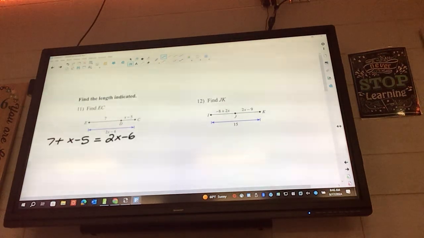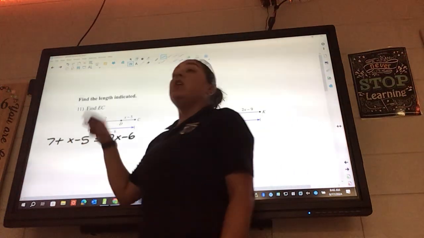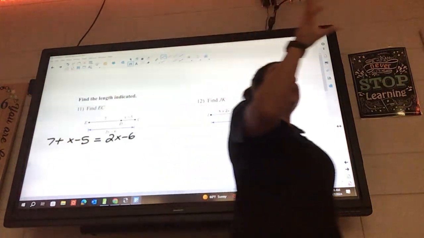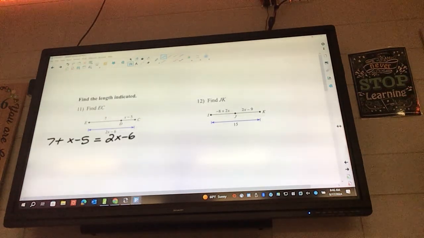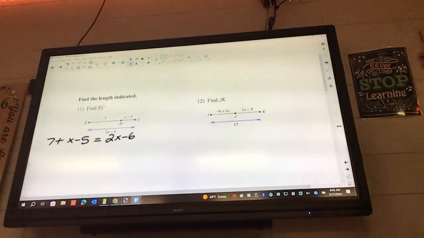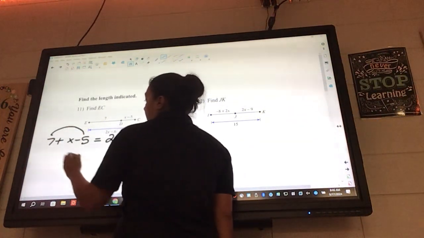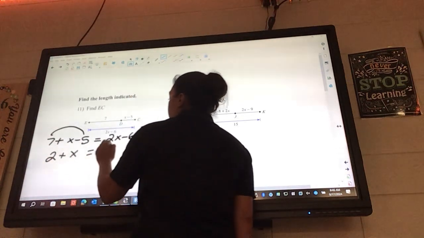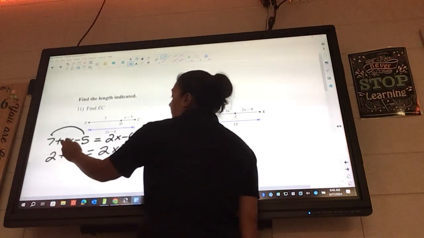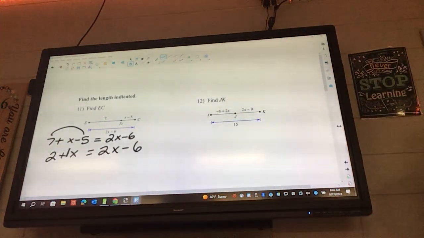Count, how many things are on the left side? 3. We are only allowed 1 or 2 or none, okay? But you can't have 3. If you have 3, then you know something has to get combined, okay? So who can get combined on the left side? The 7 and the negative 5. Okay, so what is 7 and a negative 5? 2. So we get 2 plus x equals 2x minus 6. And I'm going to go ahead and put a 1 in front of that x just because I like to.